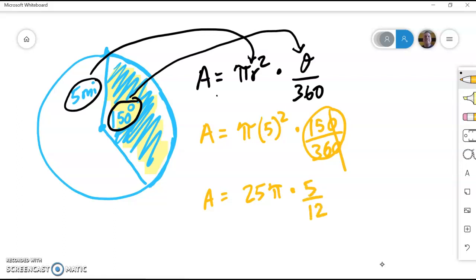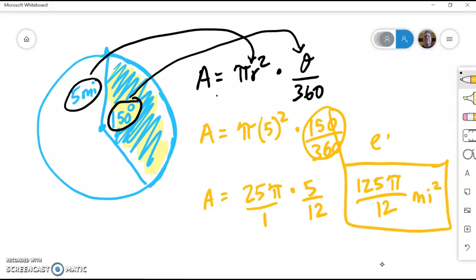Again, I'm just simplifying the fraction to make it easier. Okay, 25 pi, I can just put that over 1. And if we multiply those together, I get 125 pi over 12. And that looks pretty good. There is no number that divides 125 and 12. So miles squared, and that is going to be our exact answer, or it's in terms of pi.